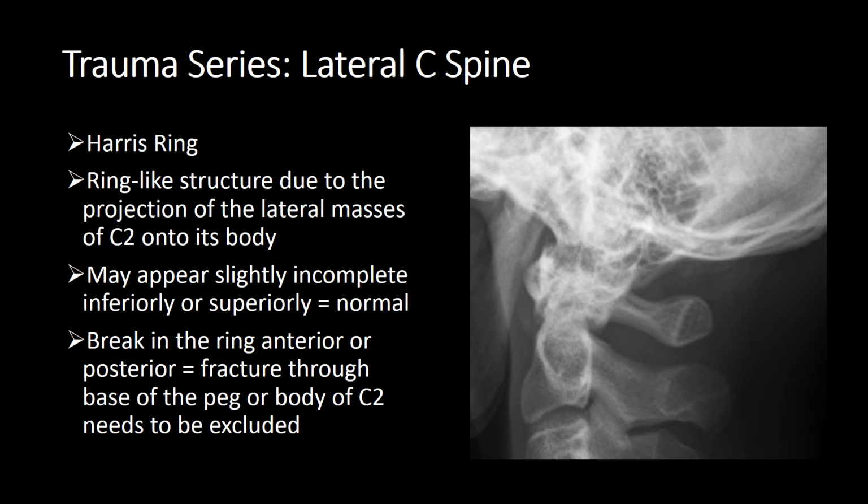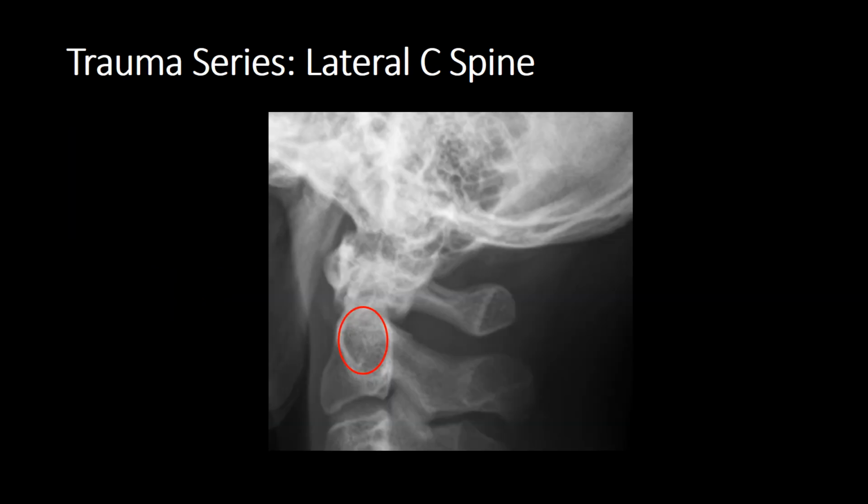Let's have a look at that with it drawn in. Okay, here the Harris ring has been drawn in for you. Remember, it's okay if you can't see it inferiorly or superiorly, but if you cannot see the ring anteriorly or posteriorly, then you must exclude a fracture through the base of the dens or the vertebral body of C2.